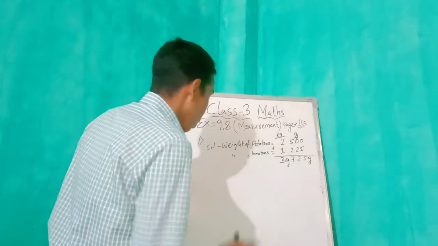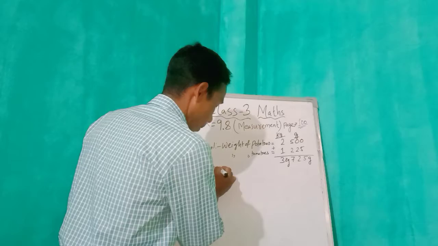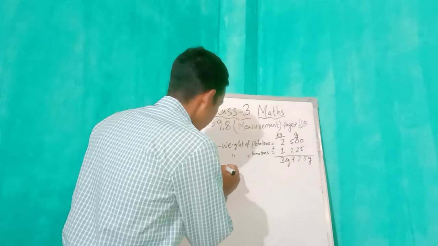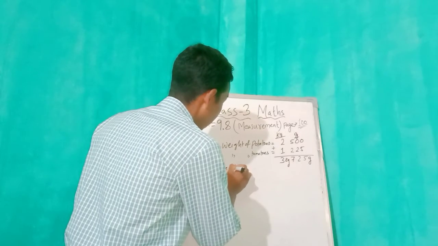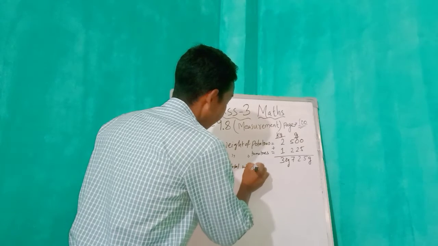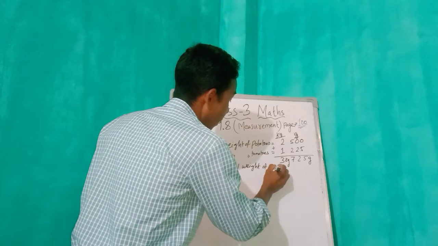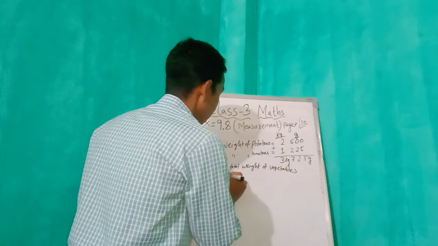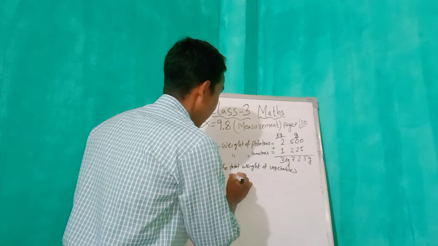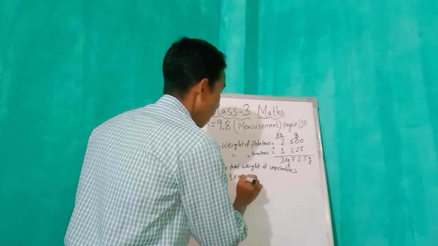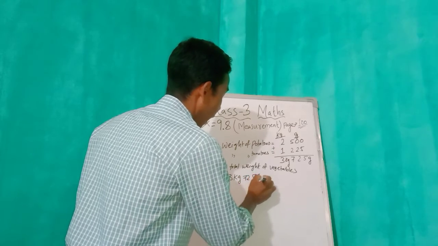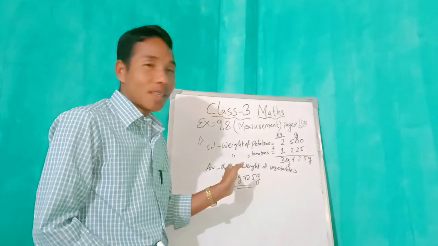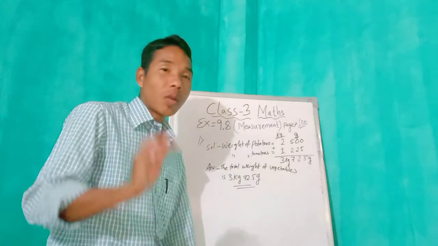Okay, so the answer is what? The total weight of vegetables is how much? 3 kg 725 grams. So this is our answer. It's very easy, no? Okay, so have you understood? Okay, we'll try to do number 2.